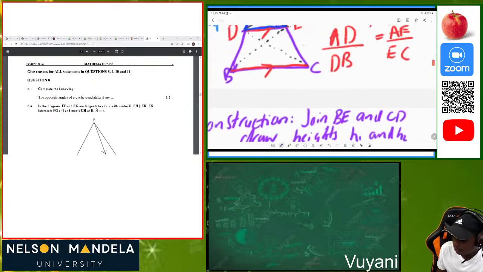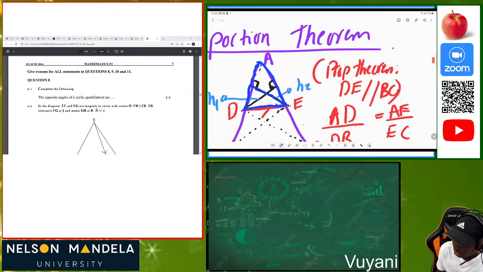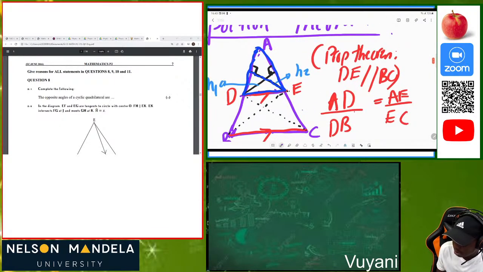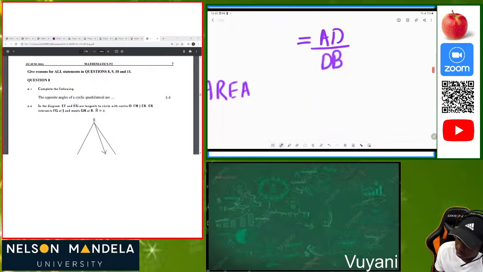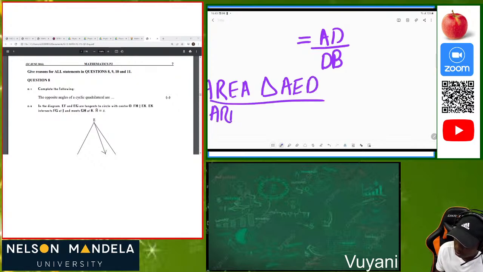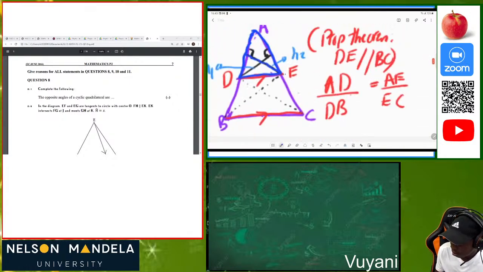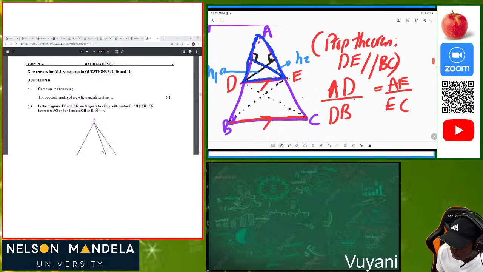Now again we do area. Let's look at it from this side using the height too. Area of triangle AED divided by area of triangle ECD.